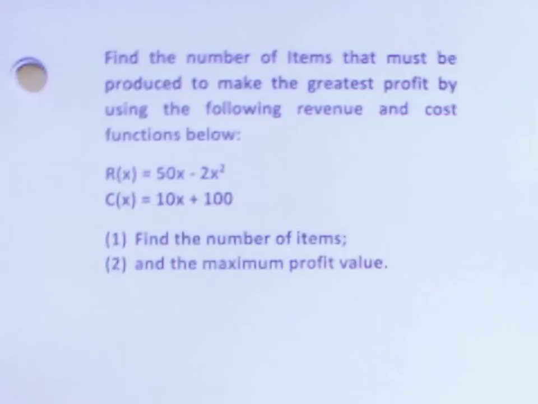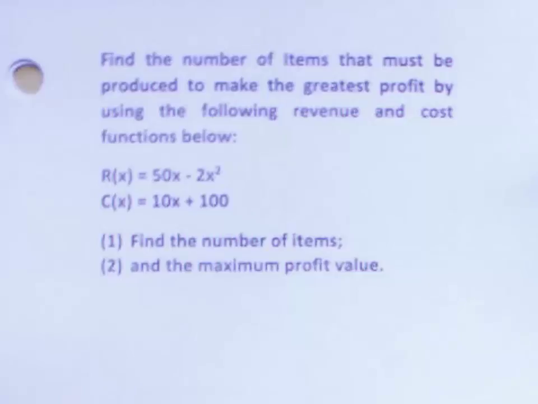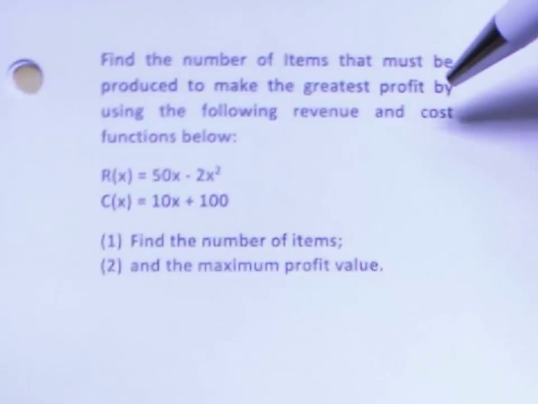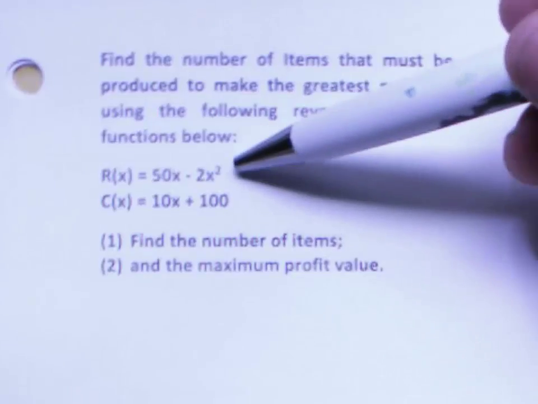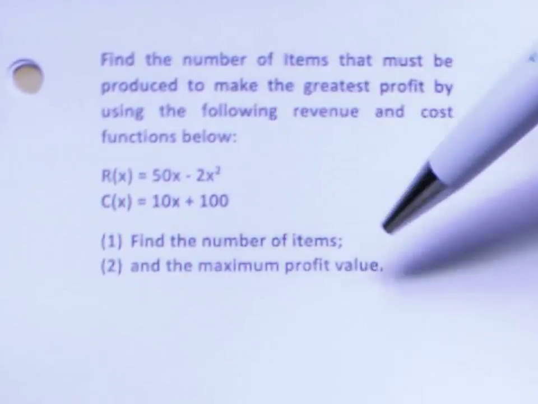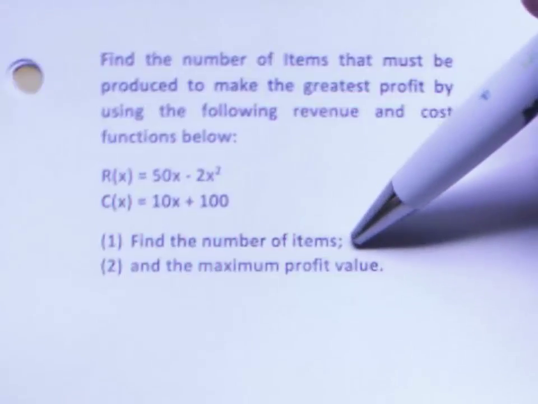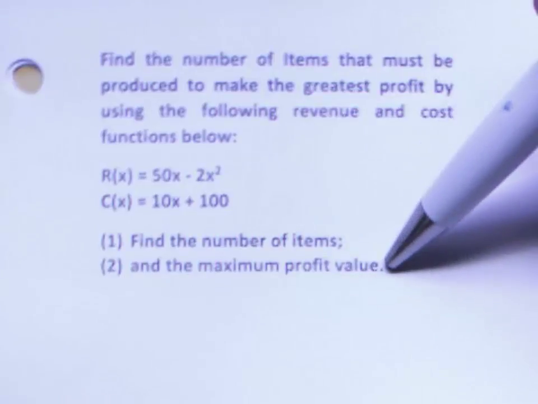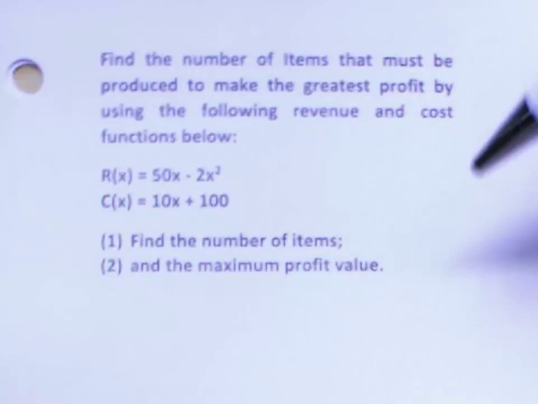Okay, today we're going to do a profit type of word problem, and what we have is two functions, a revenue function and a cost function. So let me go over it. Find the number of items that must be produced to make the greatest profit by using the following revenue and cost functions below. So we have our revenue function right here and our cost function right here. And what we want to find is the number of items we need to produce and how much profit it'll be, which we'll have the answer for that.